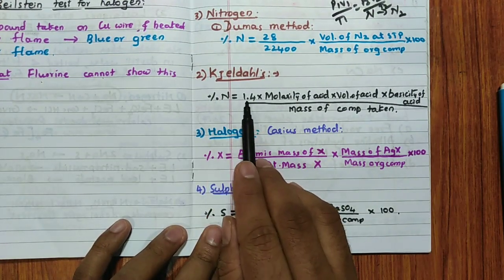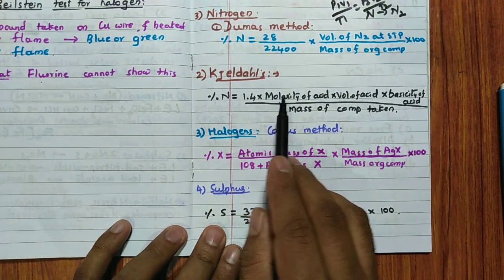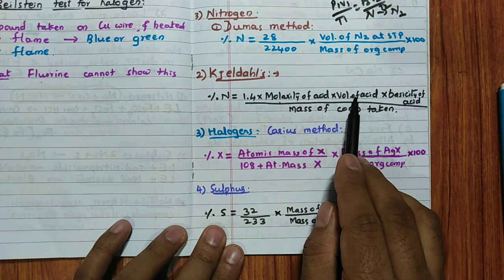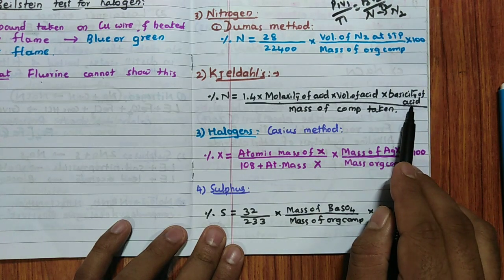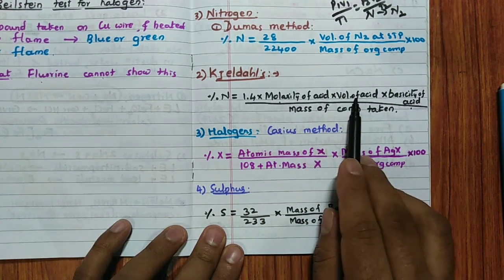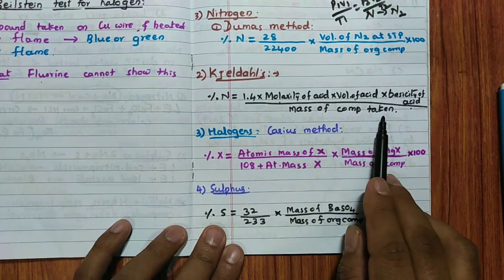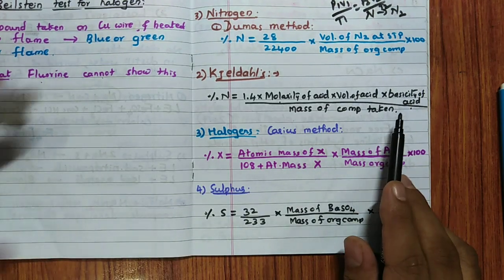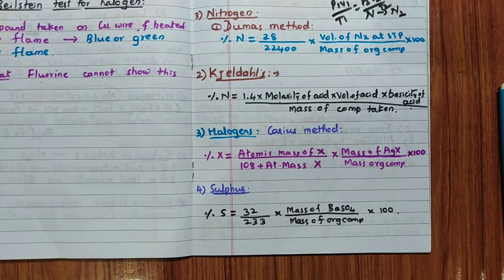Percentage of nitrogen is 1.4 into molarity into volume of acid. They will give the molarity of the acid, volume of the acid, basicity of the acid, and mass of the organic compound. Only simple formula substitution and get the answer. I will solve this question in the questions.